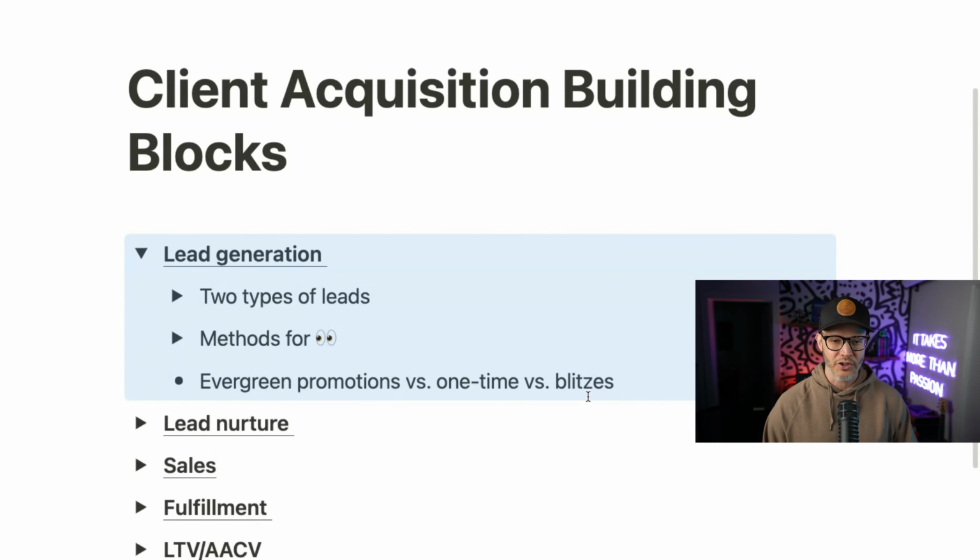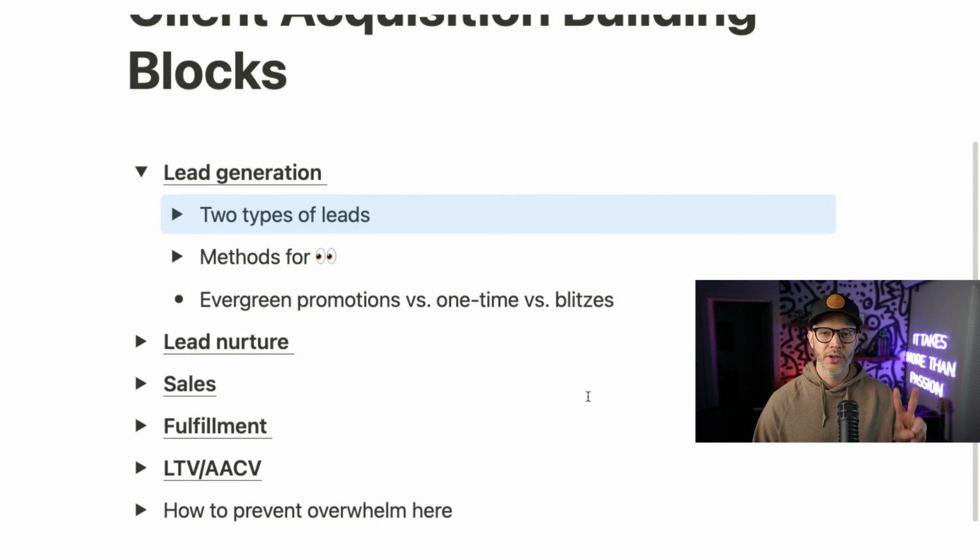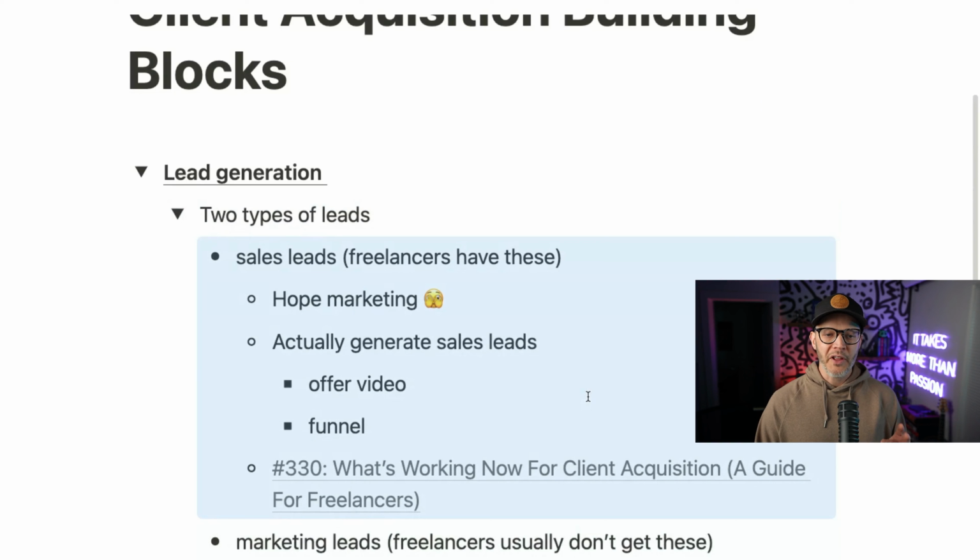And we're going to dive into each of these because each of these has multiple elements in order to have the thing checked off. If you don't have them checked off, you essentially don't have anything in place. And we're going to start here at lead generation. When it comes to lead generation, there's actually 2 different types of leads. Most freelancers have this first type.